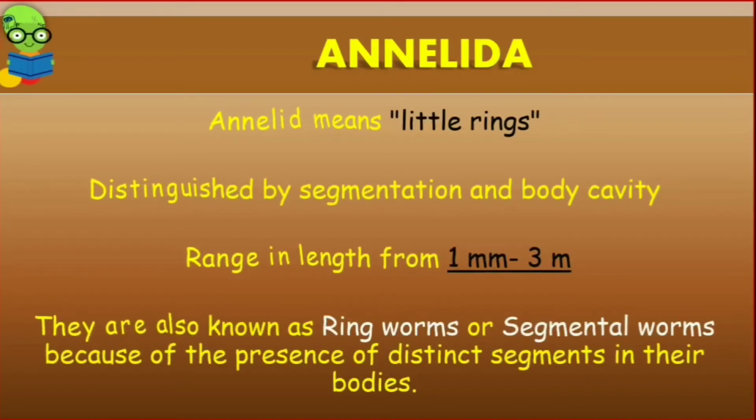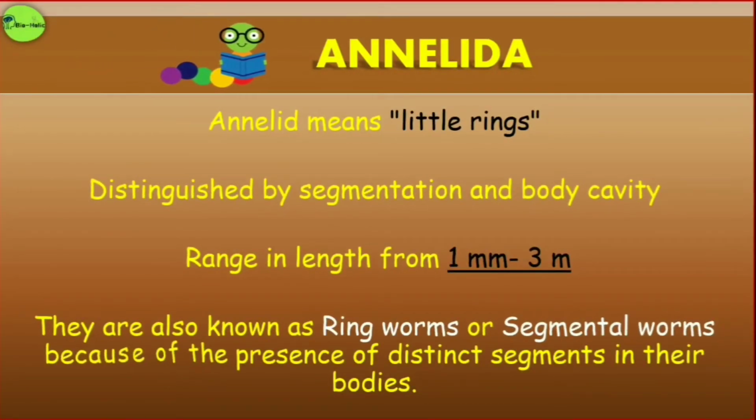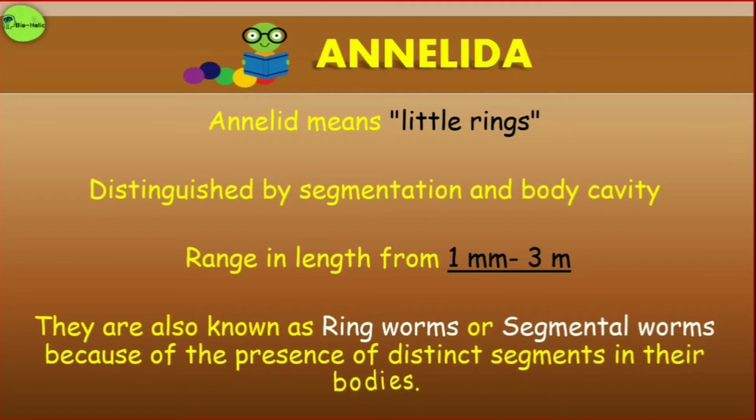Now, the term annelid means little rings, and they are distinguished by their segmentation and body cavity. They range in length from 1 mm to 3 meters, and they are also known as ringworms or segmental worms because of the presence of distinct segments in their bodies.